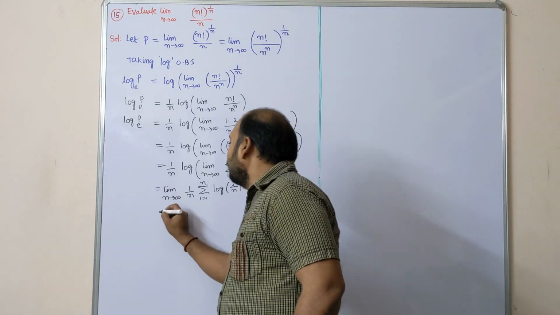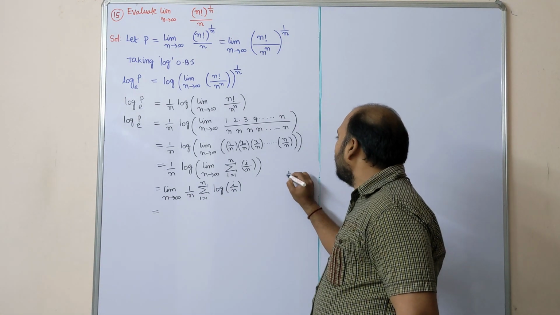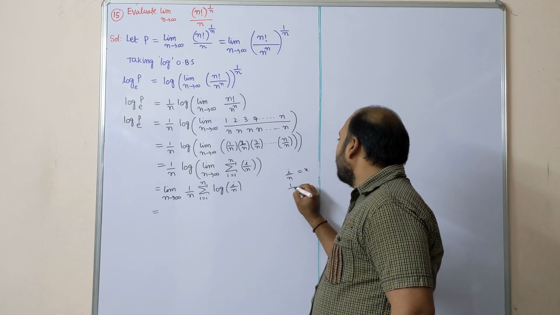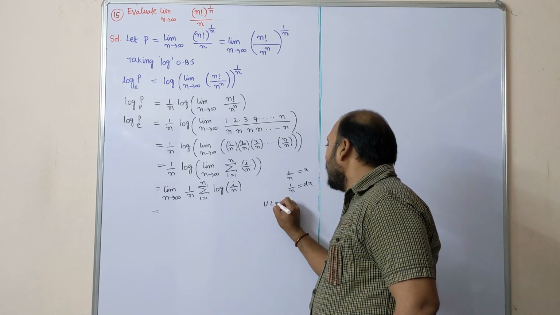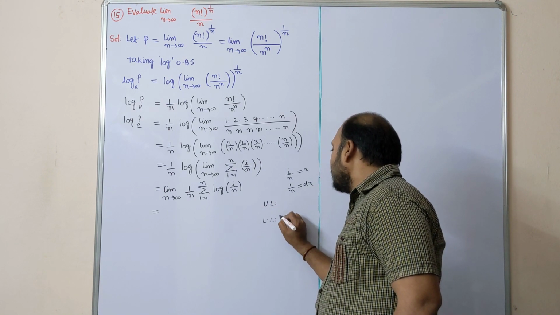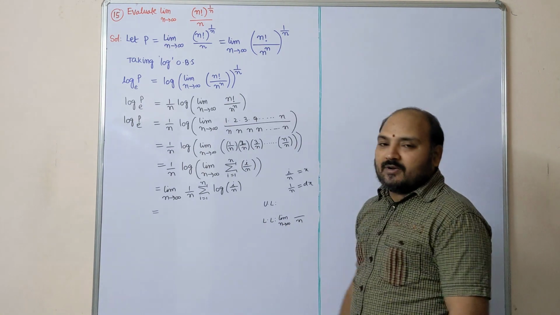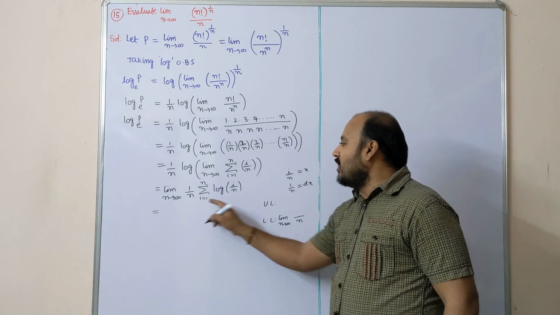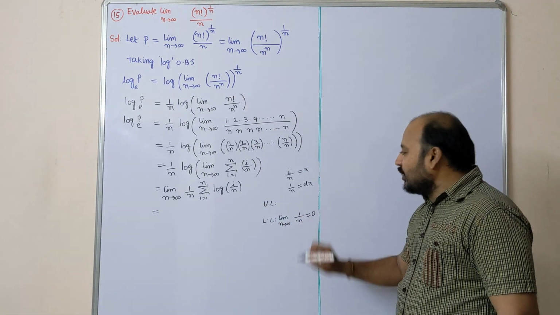So now, wherever i by n is there, what you have to write? i by n is equal to x, 1 by n is equal to dx. Find out upper limit and lower limit. First lower limit. Limit n tends to infinity. Total number of divisions are n. Initial value of i is 1. So limit n tends to infinity, 1 by n goes to 0.